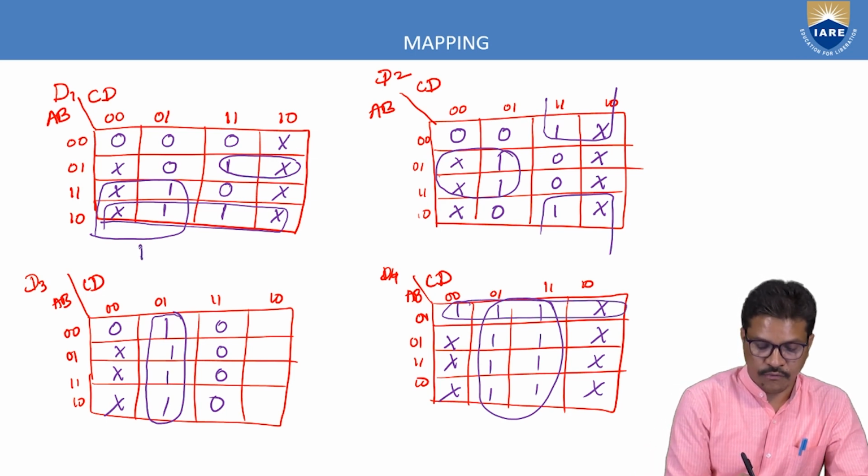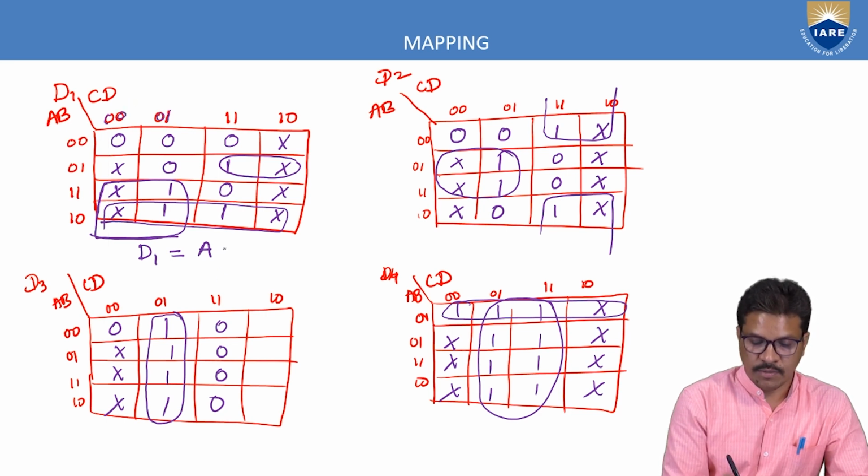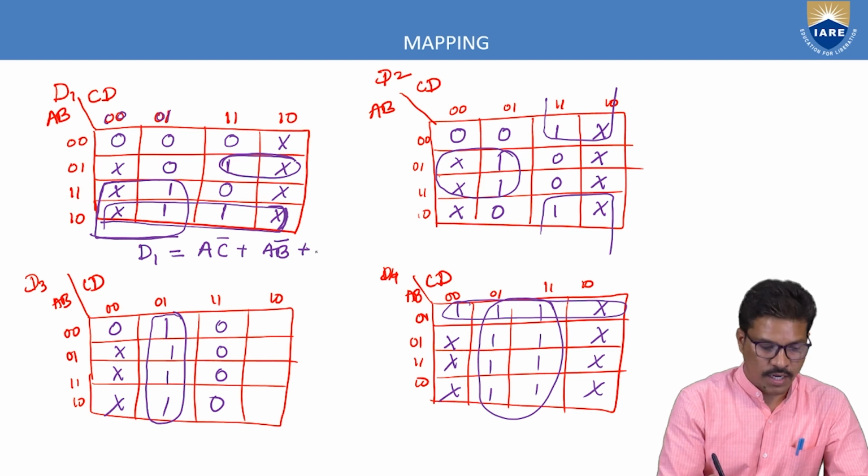So for this quad, row wise, what is common is 1110, the common is 1, A. And vertically, if you take this one, what is common in the first two columns? C bar, so A C bar. For this quad, we will take A B bar. For this pair, we will get three letters, A bar B C.